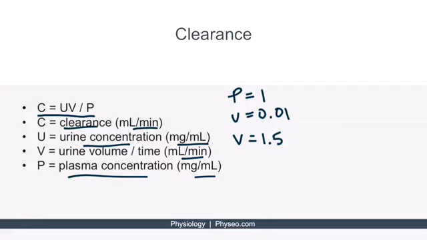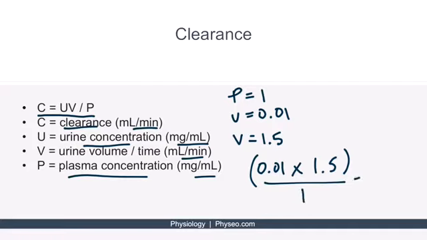Okay, plugging these numbers in, we get 0.01 times 1.5 over 1, which equals 0.015 milliliters per minute.